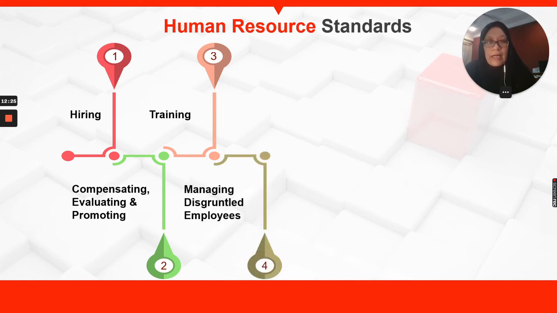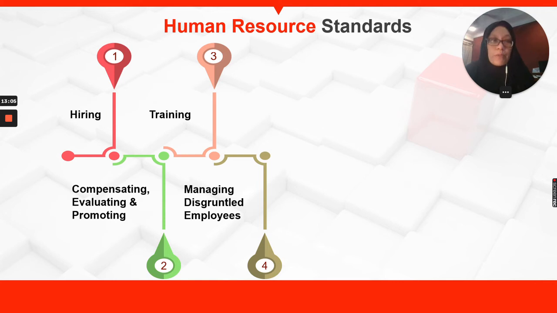Then the next standard under human resource is managing disgruntled employees. This is number 4. Some employees who commit fraud are seeking revenge for a perceived wrong done to them. Hence the company should have a procedure for identifying these disgruntled employees, and then they need to help them resolve their feelings.